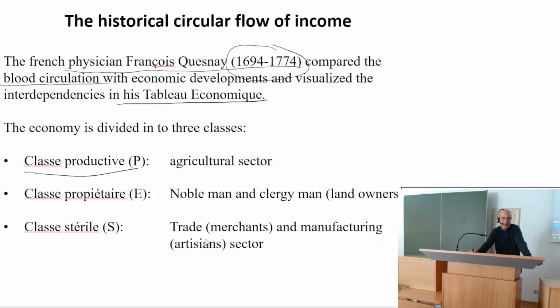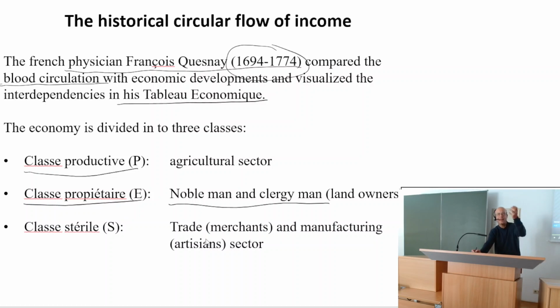Well, but they didn't own their production factor. Well, the labor, yes, but the other main production factor, and in the agricultural sector, this is just land. And who owns the land during these times? These were kings and queens, the noblemen, and the church, so the clergymen. And since they are owning the capital, he called them the classe propriétaire.